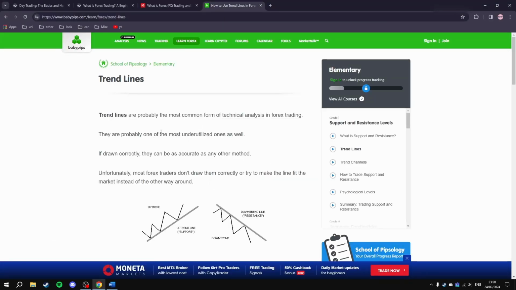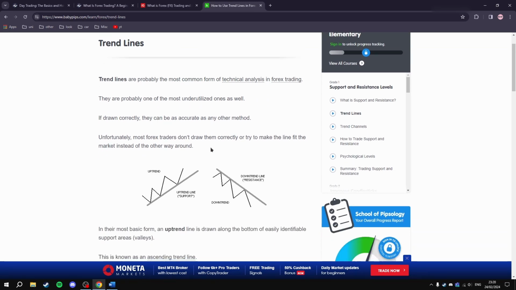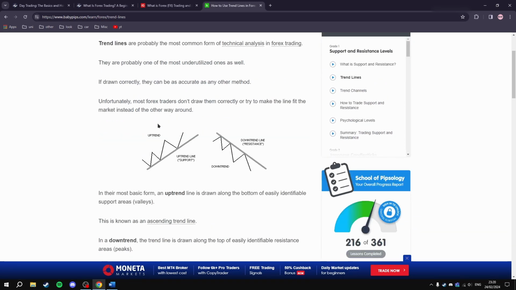Let's go, trend lines. Trend lines are probably the most common form of technical analysis in Forex trading. They are probably one of the most underutilized ones as well. If drawn correctly, they can be as accurate as any other method. Unfortunately, most Forex traders don't draw them correctly or try to make the line fit the market instead of the other way around. So it should be the market fitting the line.